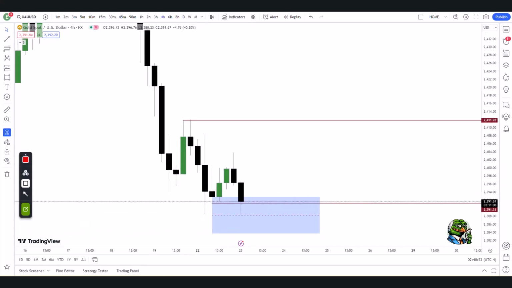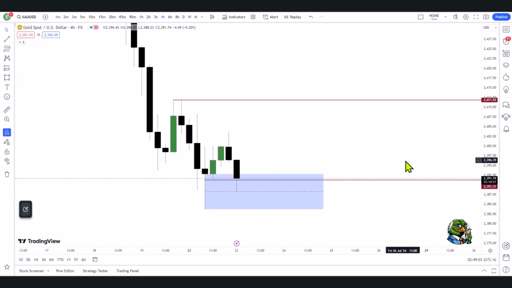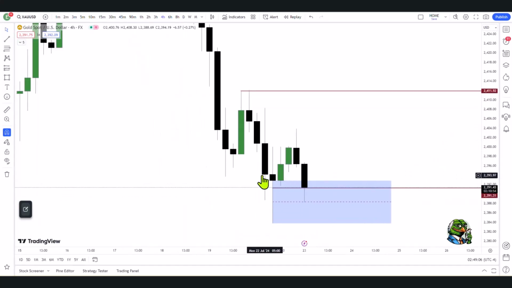Now, I spoke about this 4-hour rejection block earlier today. Okay, that's this wick here. This is the 4-hour candle. So go and watch the video I posted earlier. It was the previous video to this one. Okay, that's the wick there. And I said, look, we've got to watch the midpoint of that 4-hour wick. And now we've come back into it, and we are respecting that.